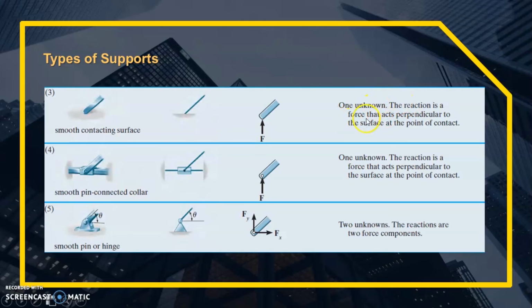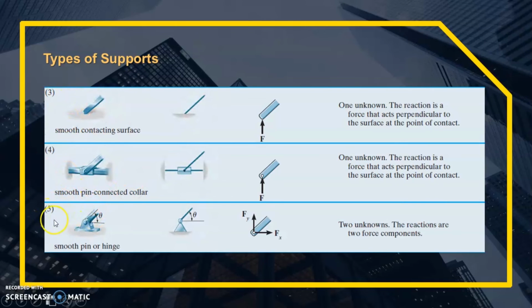The reaction is as a force that acts perpendicular to the surface at a point of contact. Number 4 is smooth pin connected collar. This is the actual structure. For this, the idealized symbol, ito yung reaction din. One unknown, the reaction is a force that acts perpendicular to the surface at a point of contact.